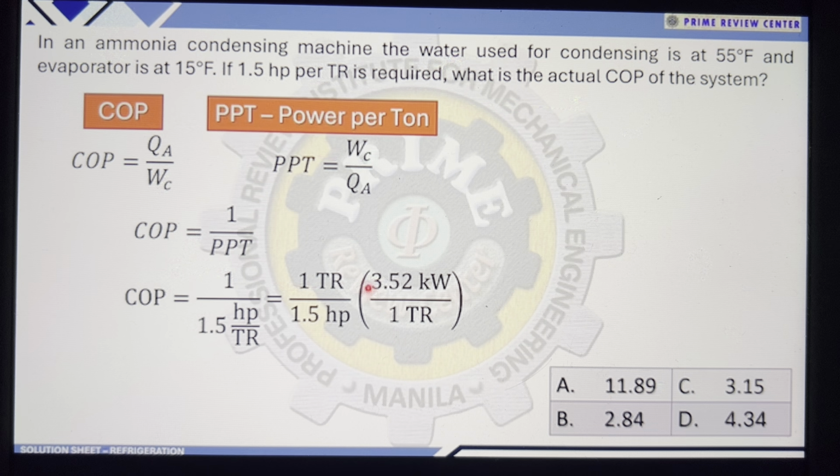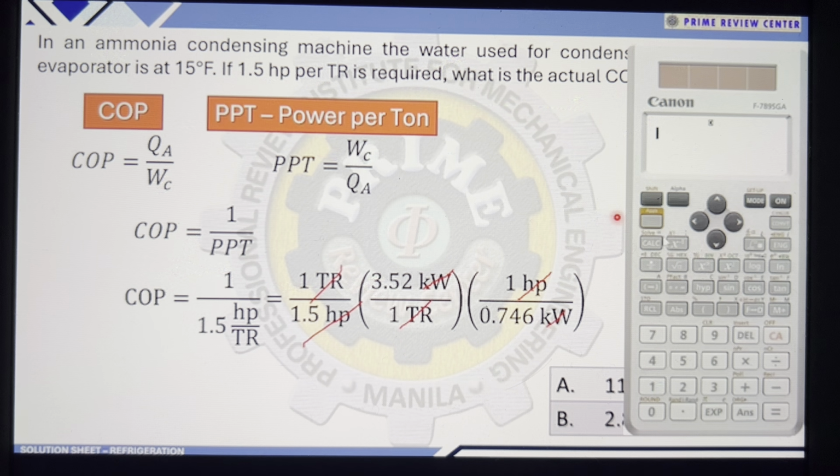So, we know that 3.52 kilowatts is 1 ton of refrigeration. 1 horsepower is 0.746 kilowatts. So, maka-cancel out yung kilowatts and cancel out din niya itong ating horsepower pati yung tons of refrigeration. In turn, yung makikita nating units ay magiging wala na. So, that perfectly fits doon para sa ating COP.